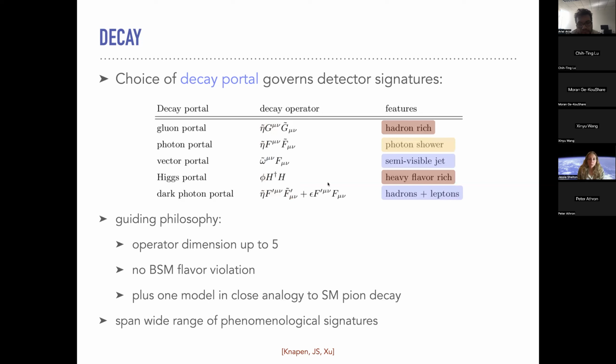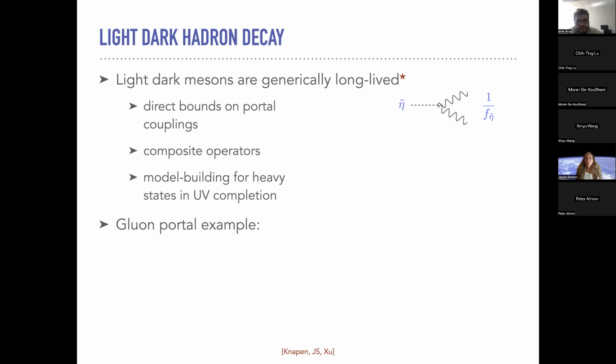Ones that go to gluons or Higgs bosons give you hadron-rich final states. If you get decay directly to photons through this kind of coupling, you have a photon shower. And then ones that involve the vector portal tend to give you leptons at an interesting rate. And those are some of the most interesting ones for low mass dark sectors, because the choice of portal has a huge impact on the lifetime that you generically expect for your light dark mesons.